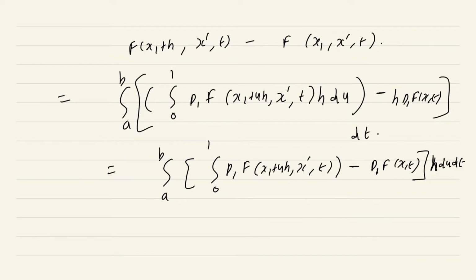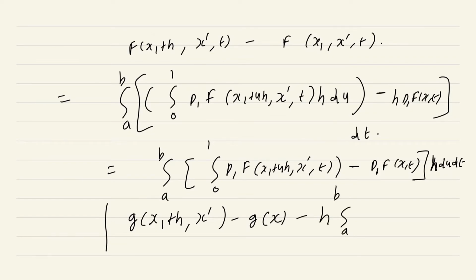Okay, now we have to estimate the terms. So we are interested in estimating the norm of g of x1 plus h. So this is not actually a norm, this is just a modulus. We are interested in estimating g of x1 plus h comma x prime minus g of x minus h integral a to b d1 of f of x t dt.